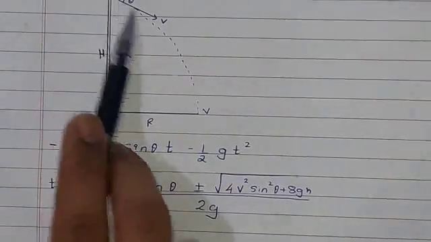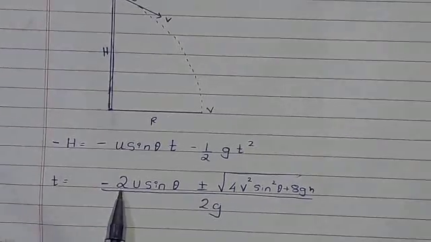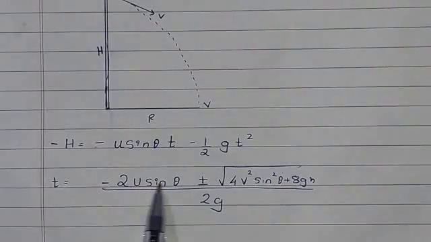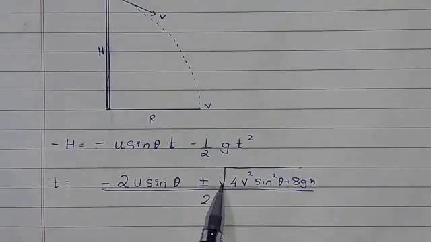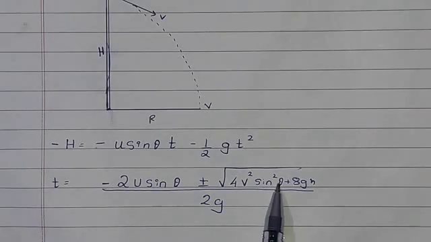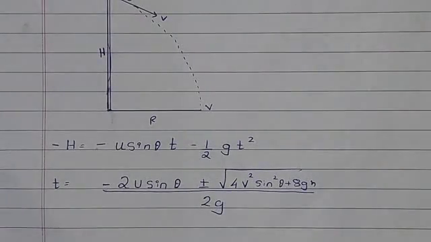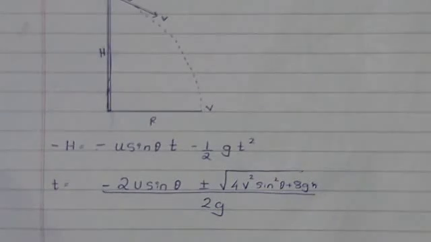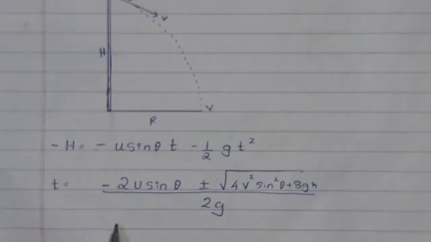The time taken to reach here: t equals minus 2u sine theta, plus or minus under root of 4u squared sine squared theta plus 8gh, upon 2g. You can note it down wherever you like, but this formula is really very useful. Remember this formula, guys. If you're writing a paper and this question comes up, a man throws a ball, then it would be a simple formula-based sum.